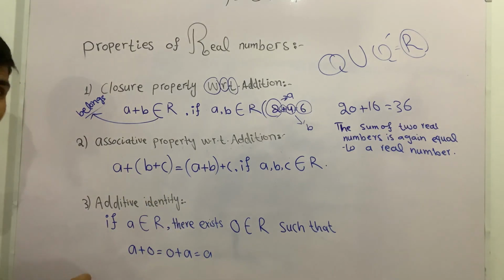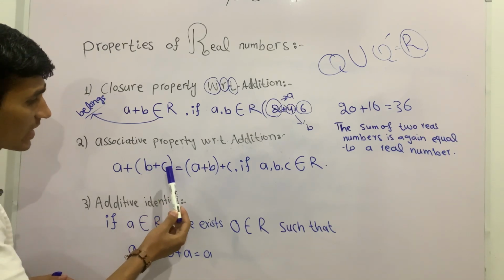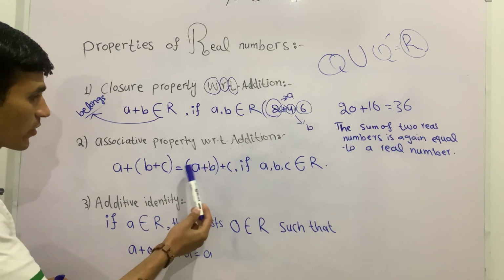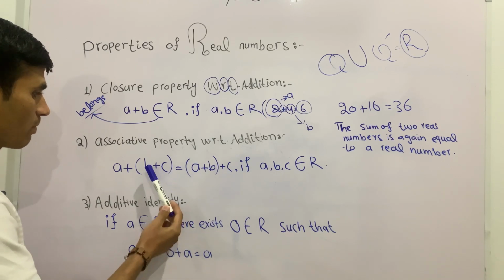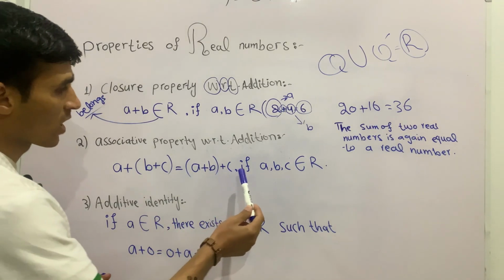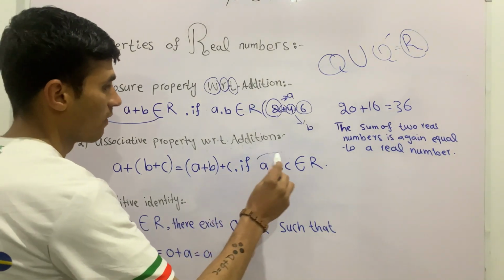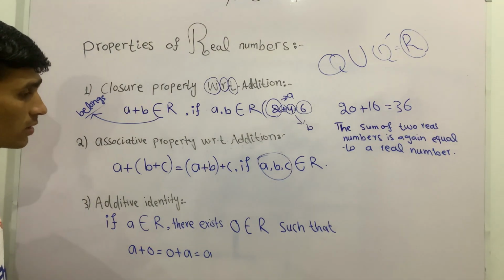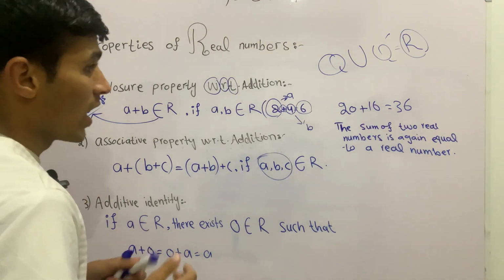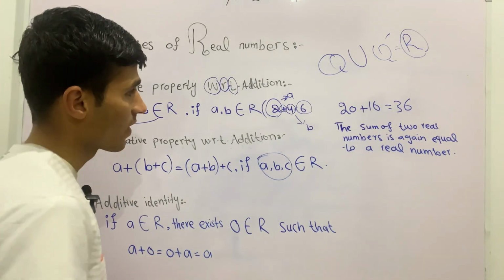So this property says that A plus (B plus C) equals (A plus B) plus C, if A, B, C belong to the real numbers. This is the condition for A, B, C, that they must belong to real numbers. If I give you an example, you will understand it clearly.